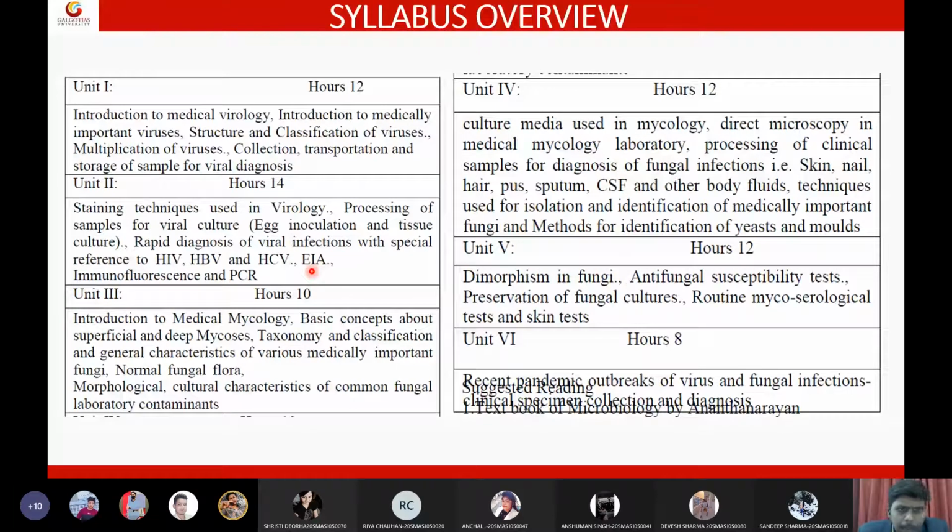This I will discuss. Then I would also like to jump into your unit 6. There is mention of viruses in another unit. Let me check here. Okay, in unit 6, they said about recent pandemic outbreaks of viruses and fungal infections. Okay, recent pandemic outbreaks. That means COVID-19. We will discuss COVID-19 in unit 6. So, this is your syllabus.